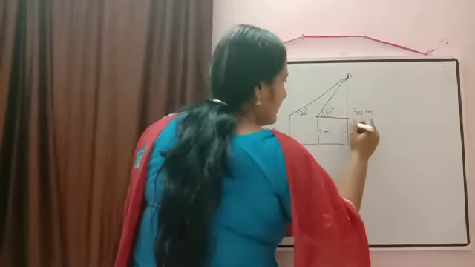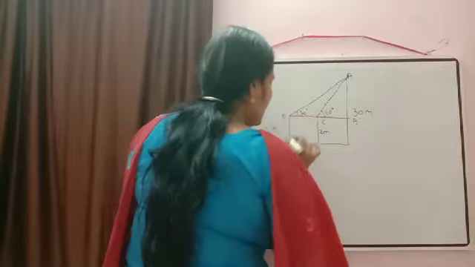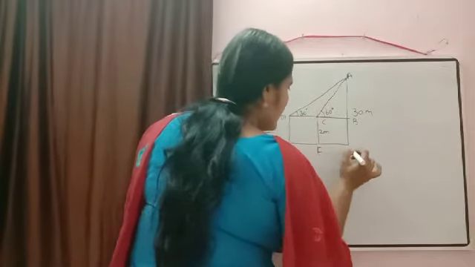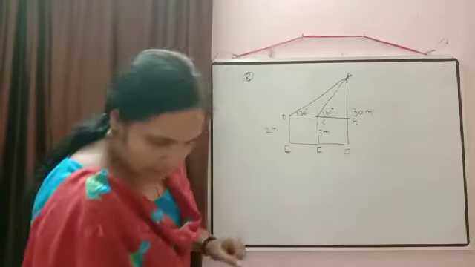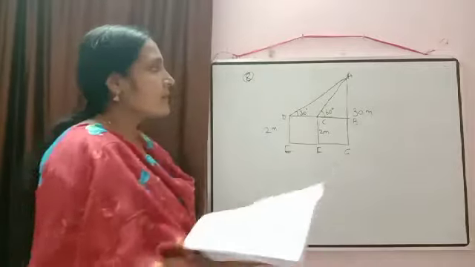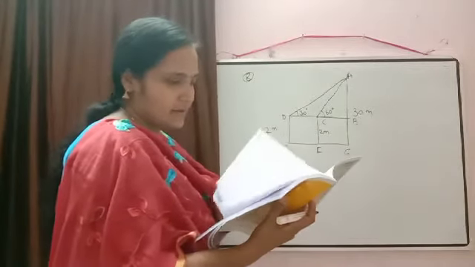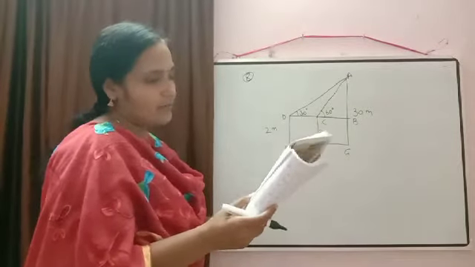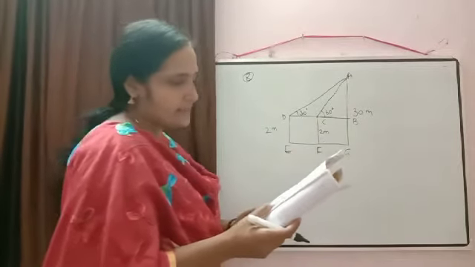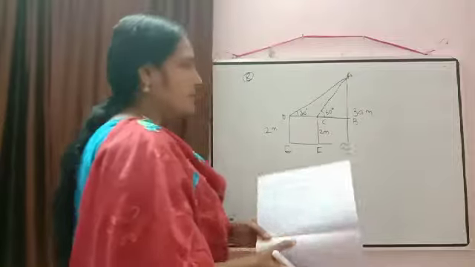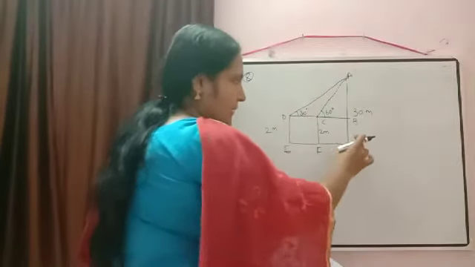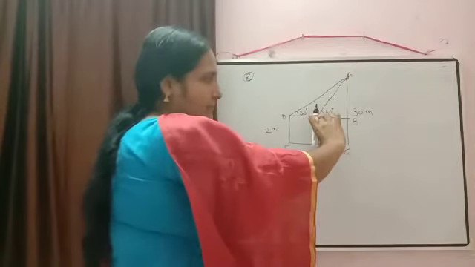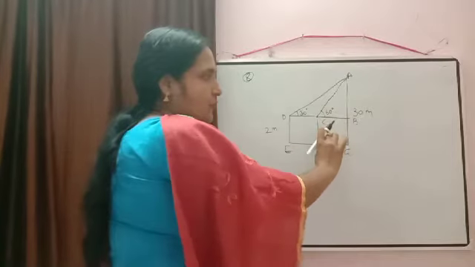A, B, C, D, E, F, G. Total height of the tower, I think. That is the height of the building. Total height is given as 30 meter. This is a 30 meter tall building. And here the height of the man is given as 2 meter.